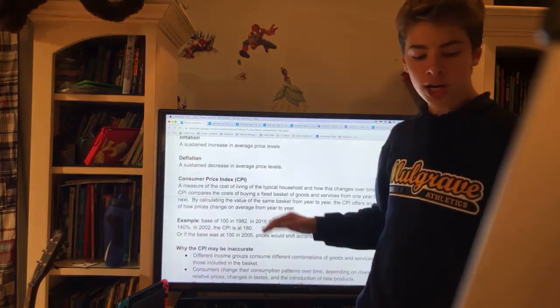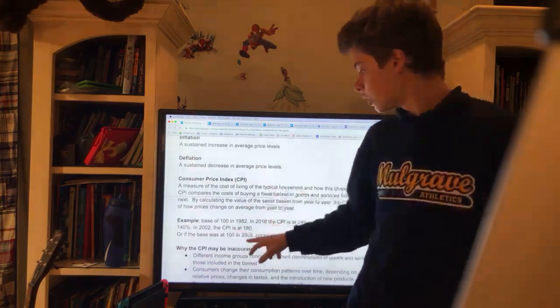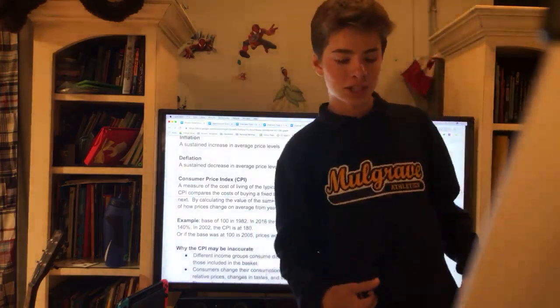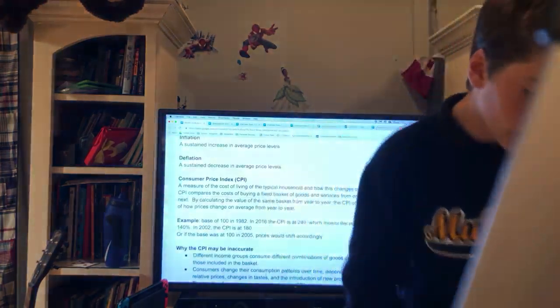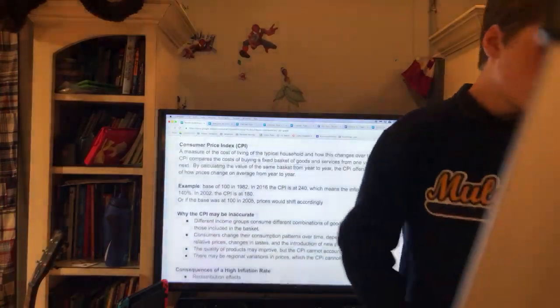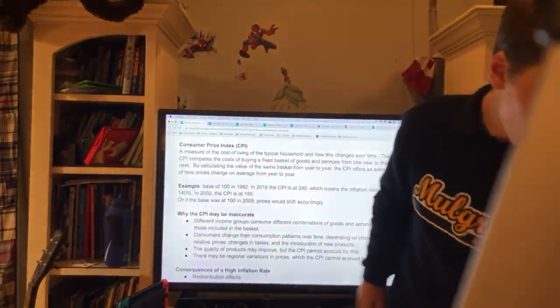And if the base was 100 in 2005, then in 2016 the inflation rate would be 80, 90%, or a bit less, but you probably get the idea hopefully by now.